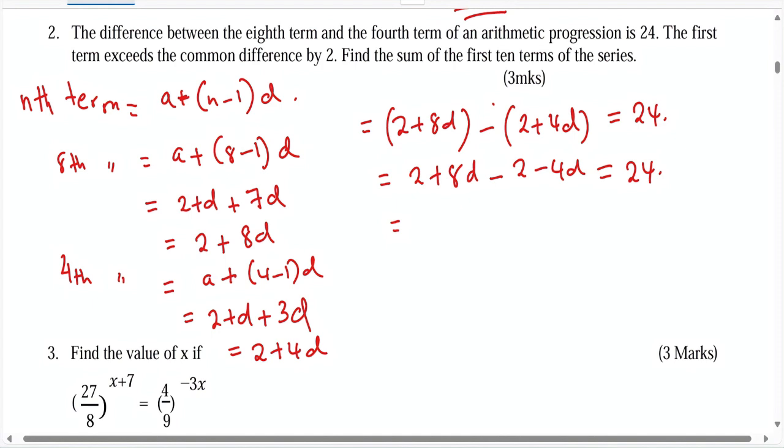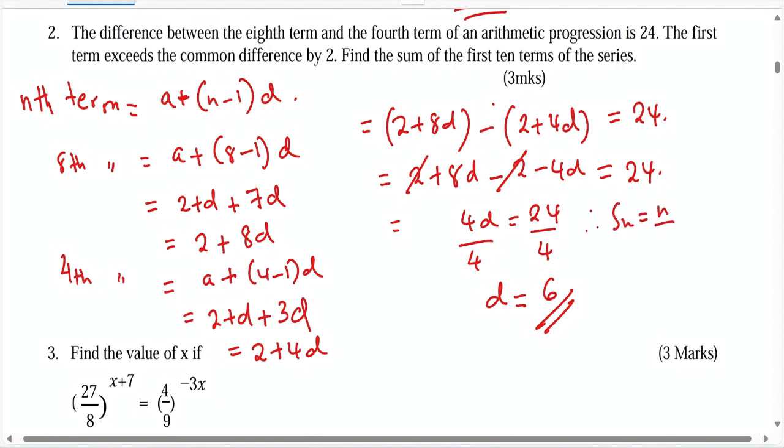So collect the like terms, and here you just see it's obvious 2 minus 2 is just 0. But 8d minus 4d is given by 4d equal to 24. If you divide by 4 to find out what your d is, d is equal to 6. But now the question asks us to find the sum of the first 10 terms of the series. And the sum is given by n over 2 into bracket 2a plus n minus 1 times d. Right? True. But now since you know our d, we should also know what our a is.